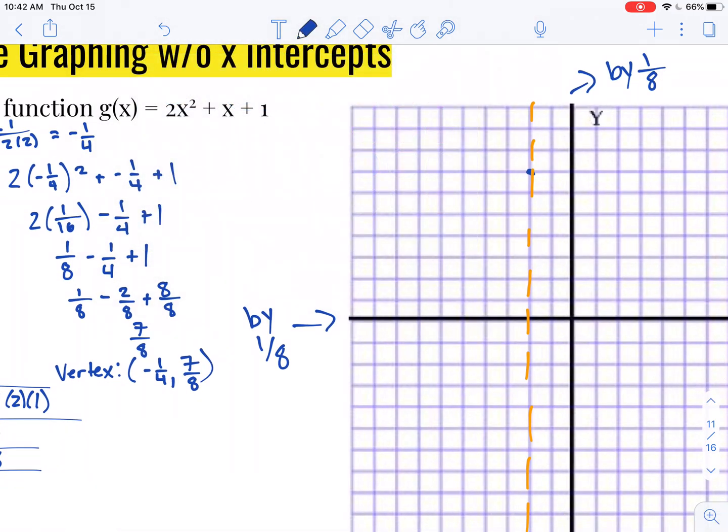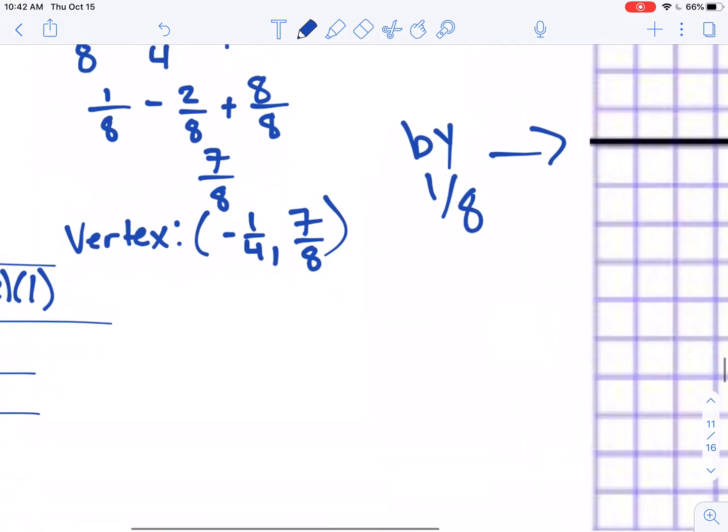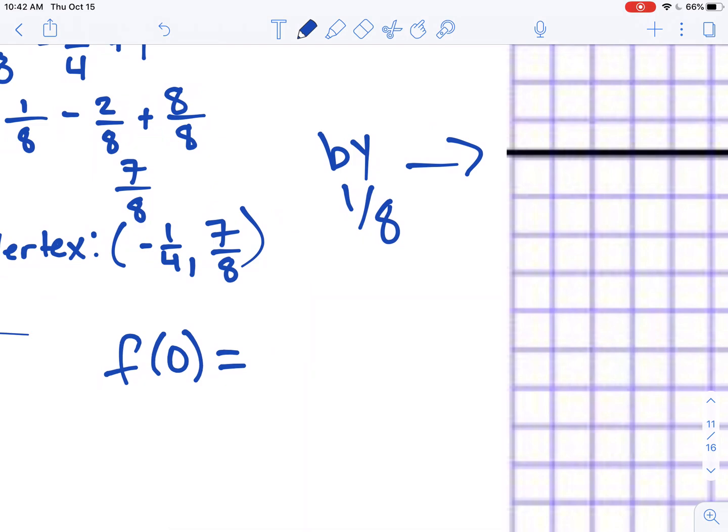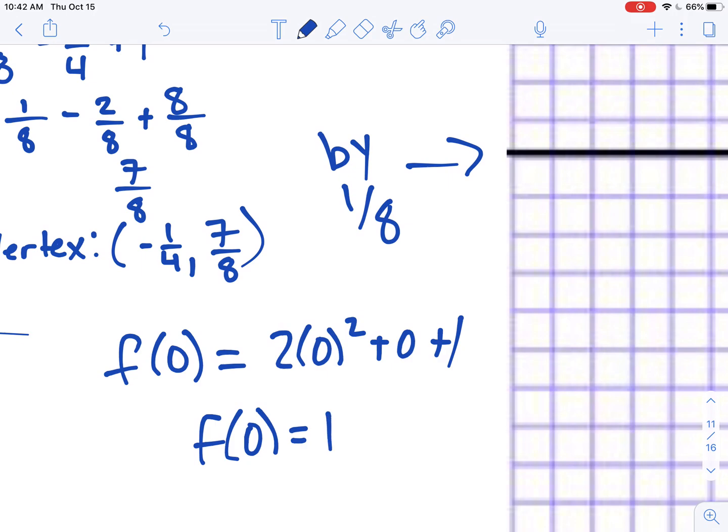What I can do is I can use my y-intercept. All of these will have a y-intercept. They might not have x-intercepts, but they're all going to have something where x is equal to 0. So f of 0 is equal to 2 times 0 squared plus 0 plus 1. So f of 0 is equal to 1.